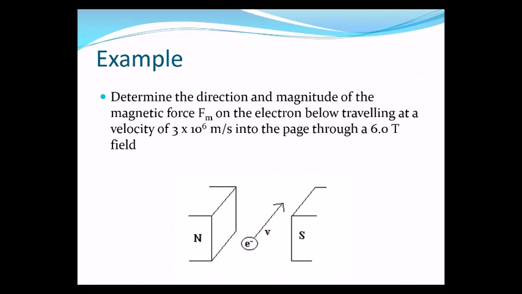So let's jump into an example. Determine the direction and the magnitude of the magnetic force on an electron that's traveling at a velocity of 3 times 10 to the 6 meters per second into the page through a 6 Tesla field. So our magnetic field runs from north to south. Our electron is going into the page, so we can determine the direction of our force.